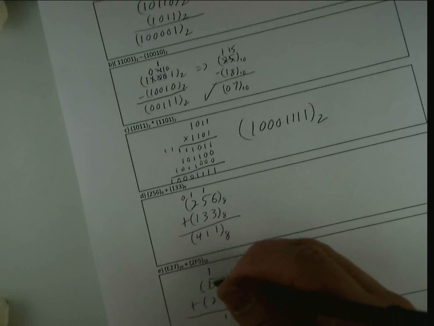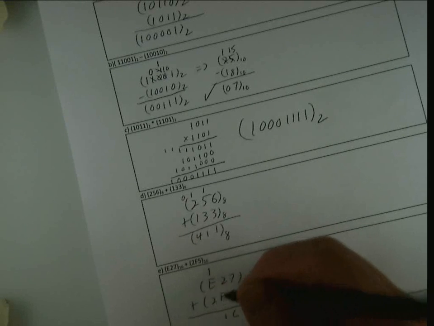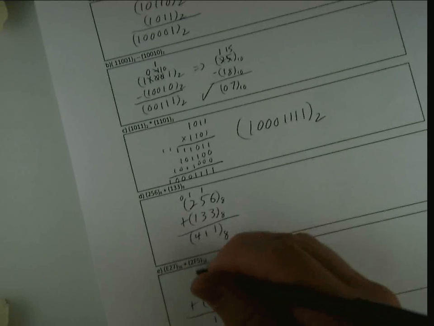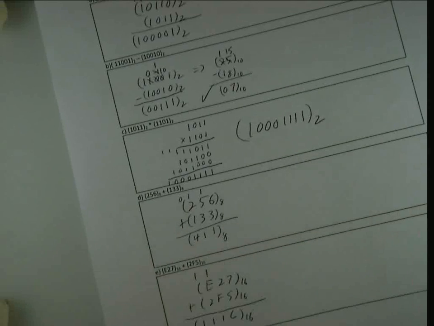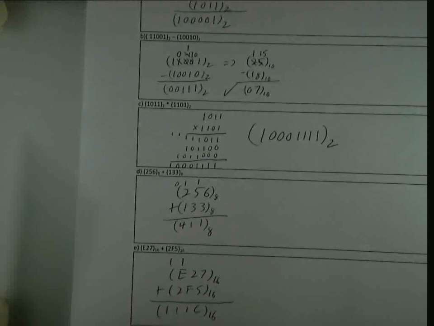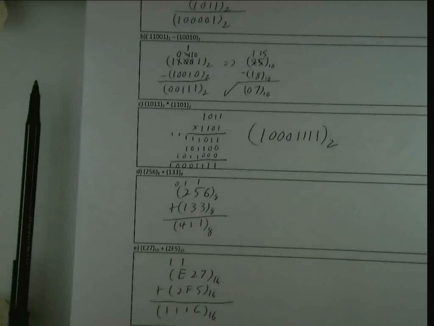And now we have, again, a surprisingly similar thing. E plus 1 is F, and then we have 2, so we're just going to have a 17 again. And again, you can check this by converting to decimal or to binary and doing the addition there. I'll leave that up to you as an exercise.